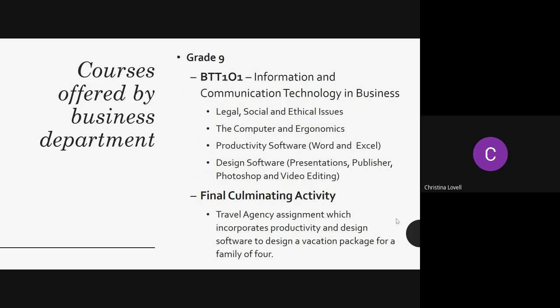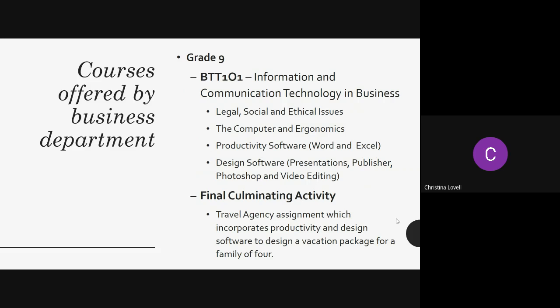We also look at productivity software, which includes Word and Excel, where you create common business documents such as resumes, letterheads, and menus. For Excel, you'll learn how to organize, format, and analyze data, such as the nutritional content for pizzas offered by different companies. We also look at design software, which includes presentations, Publisher, Photoshop, and video editing. Within that, you'll learn how to edit photos and publish business documents such as posters or business cards. You'll also learn how to design an effective website for a particular business or a charitable organization.